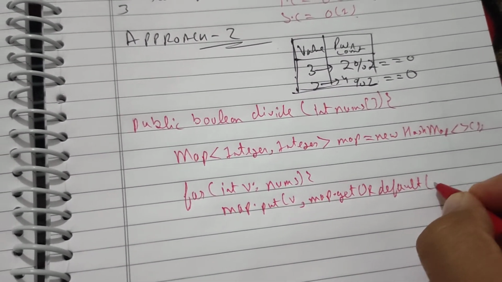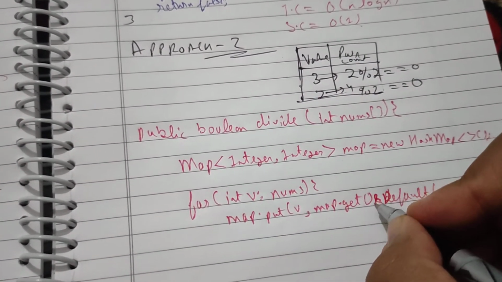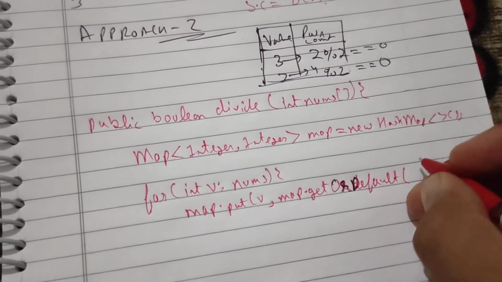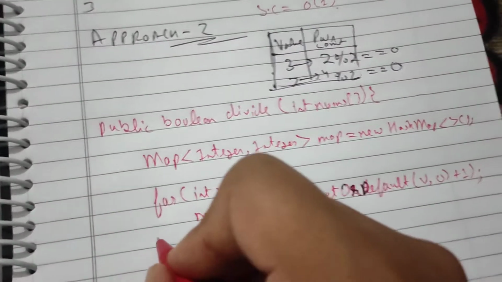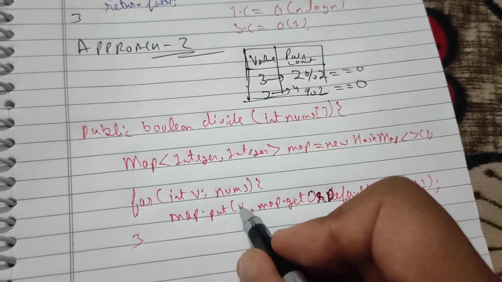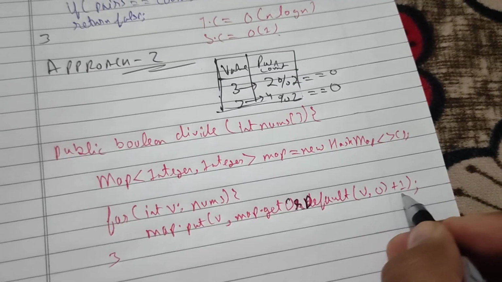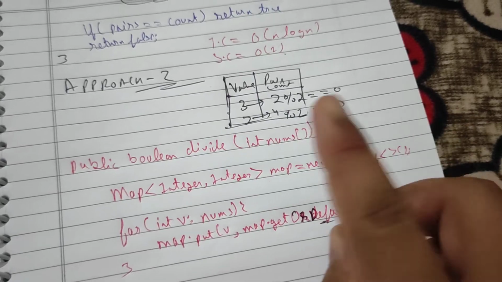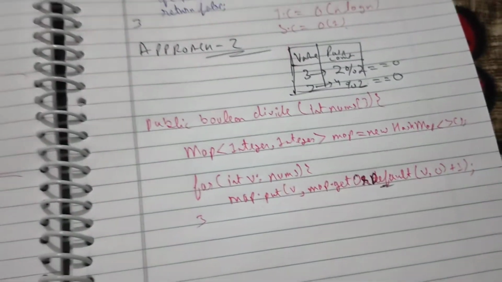I hope you know what I'm doing over here. So this will be small r, not capital, and this will be capital D. Then v, 0, plus 1. So what I just did is, if my value v is already present, then I will simply increment it by 1. If it's coming the first time, the default value will be 0, so I will put it as 1. If it comes more times, I will simply increment it by 1.